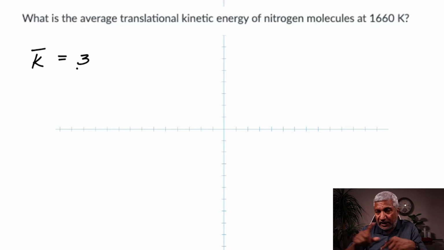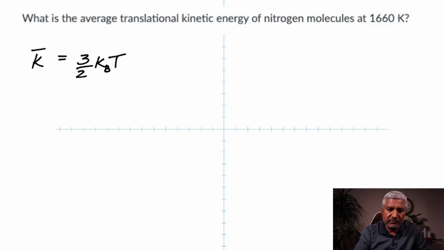The average, the line shows average. Average kinetic energy is 3 by 2 kBT, where kB is Boltzmann constant. Isn't that so easy? Now, you could expect problems like this on the final exam. Isn't that just a multiplication? So kB is 1.38 times 10 to the negative 23 multiplied with the given temperature. You would get the answer.